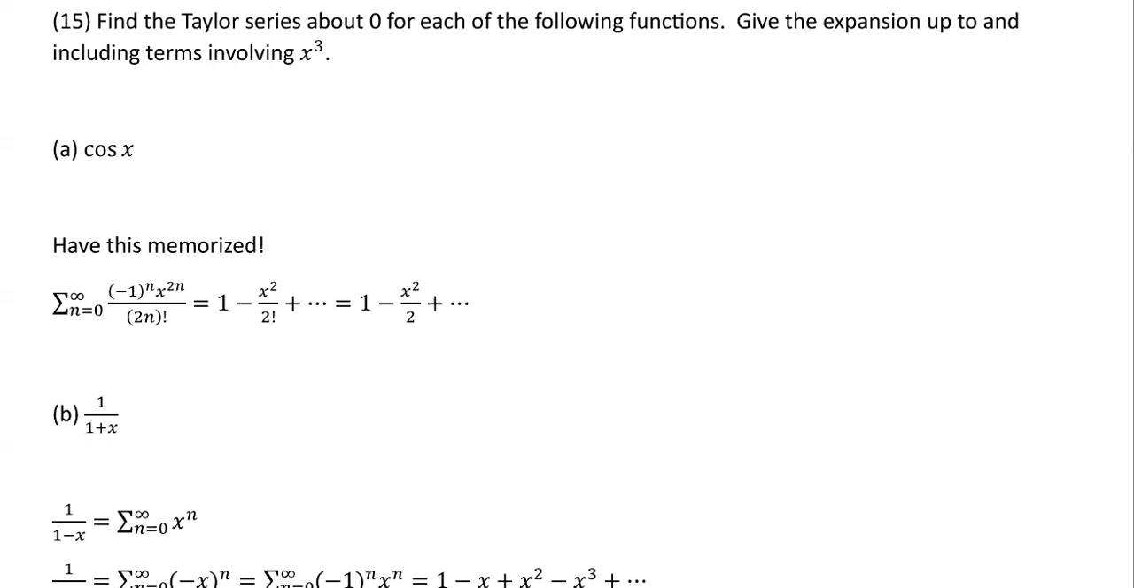But number 15, find the Taylor series about 0 for each of the following functions. Give the expansion up to and including terms involving x cubed. Okay, there's a reason why the professor said that second sentence. We'll see why in a bit.